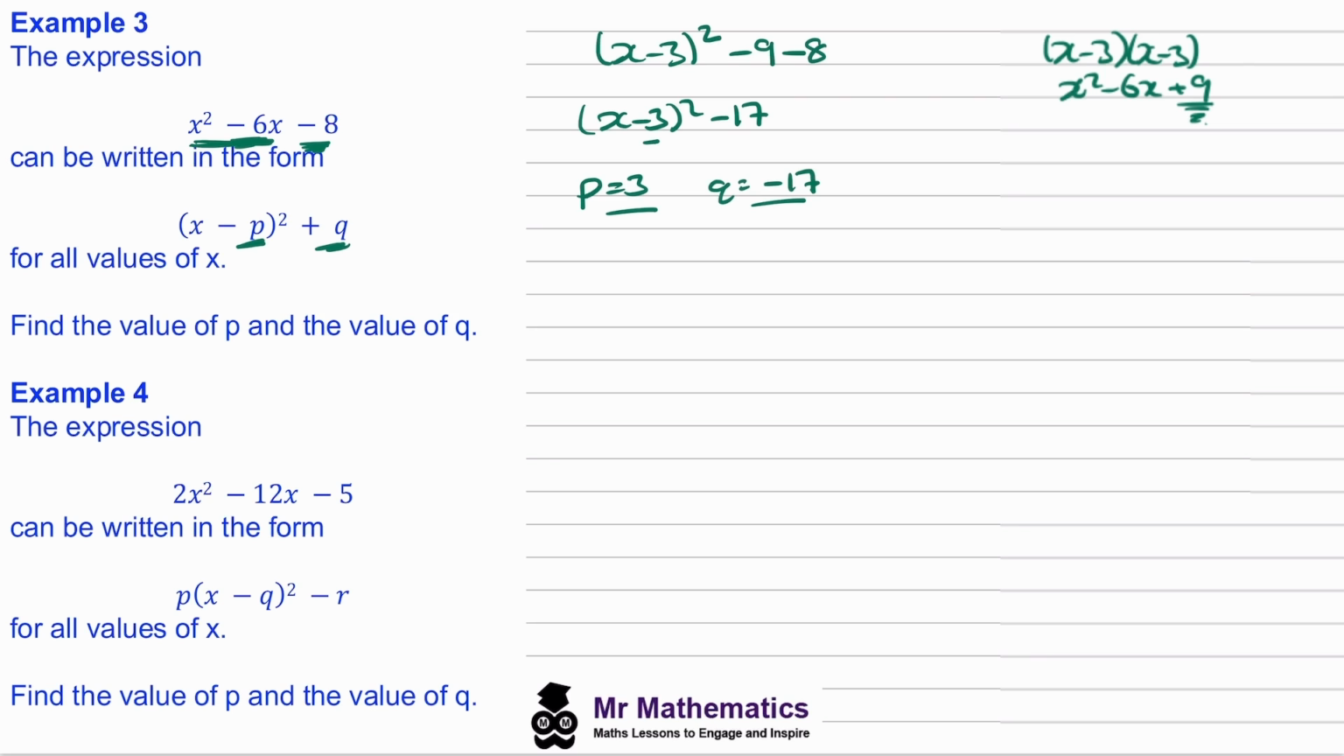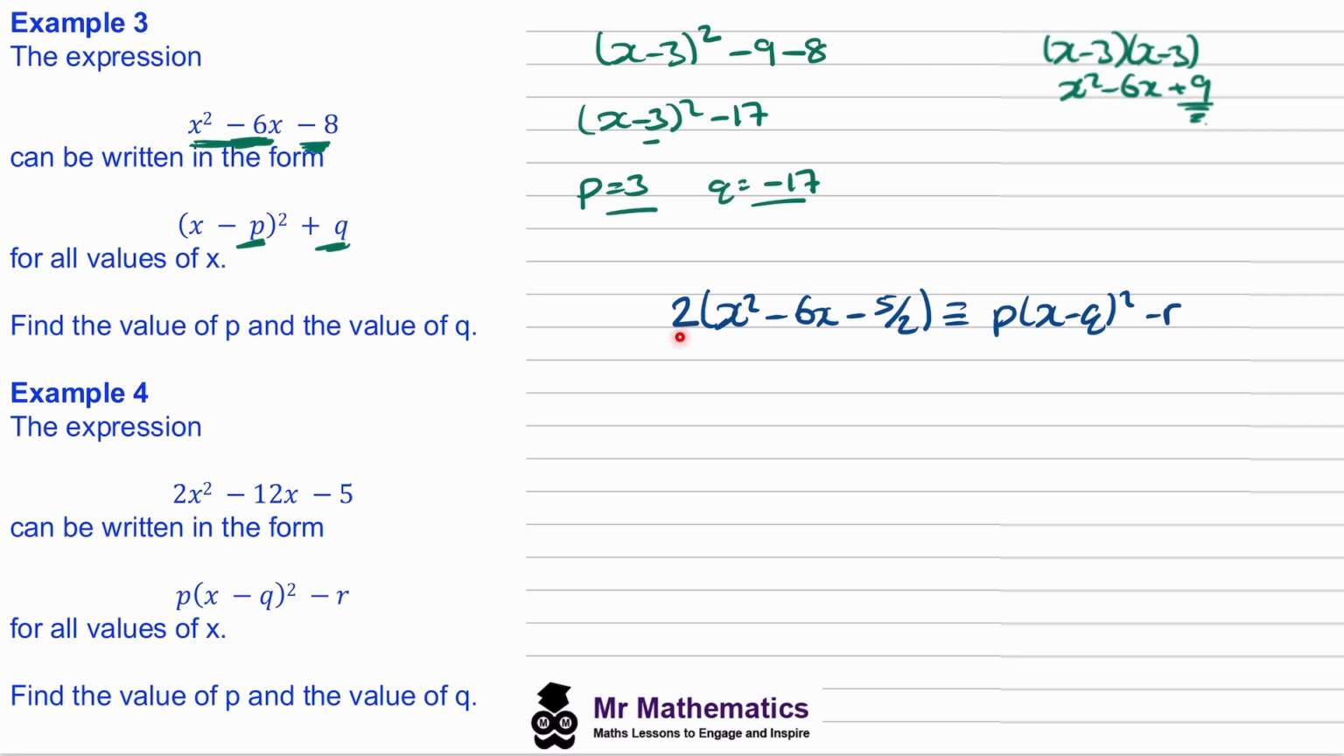How did you get on with that? Question 4 is a bit more tricky because if you notice we don't have an x squared term. Now we've got 2x squared. To use the method of completing the square, we need an x squared term. So we have to factor out this 2. So if we factor out 2, we'll have x squared minus 6x minus 5 over 2. And this will be identical to p lots of x minus q squared minus r.